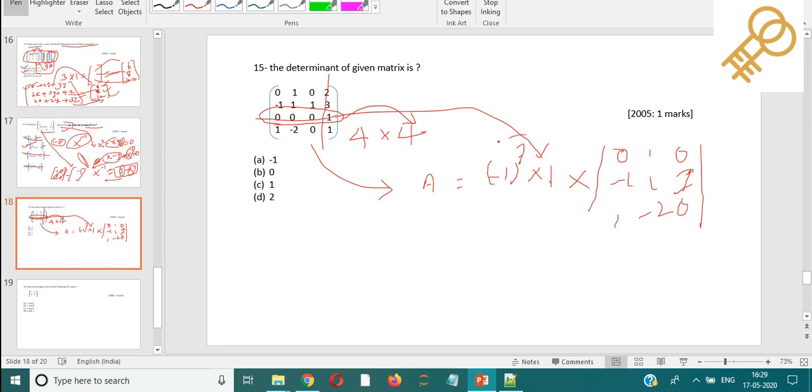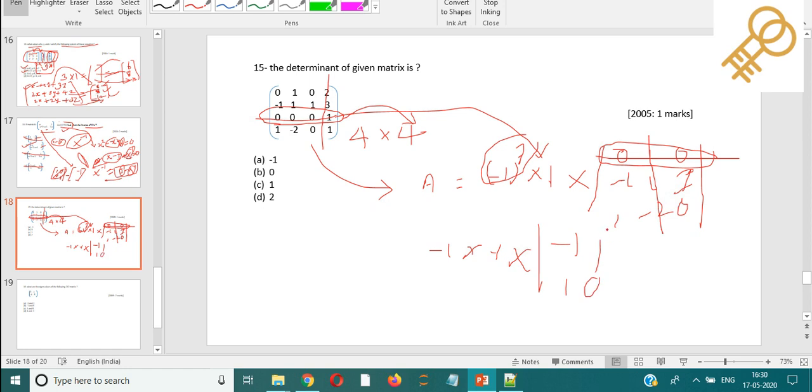If you solve this, you'll get only minus 1. So minus 1 into, again you see here in the first row only one element is non-zero, and this element is in the first row, second column. So it will also give a minus 1, because this is the first row and second column. Now the remaining part is gone, this one also gone. The next remaining elements are minus 1, 1, 1 and 0.